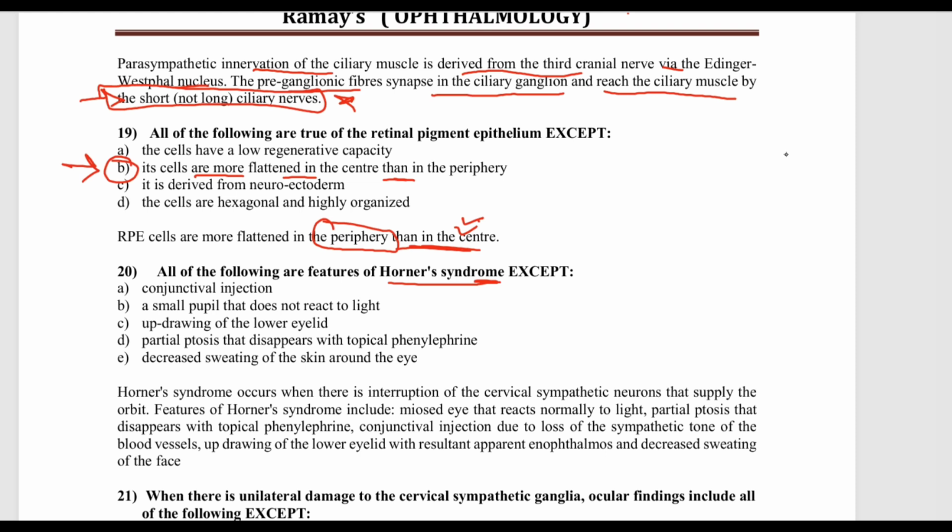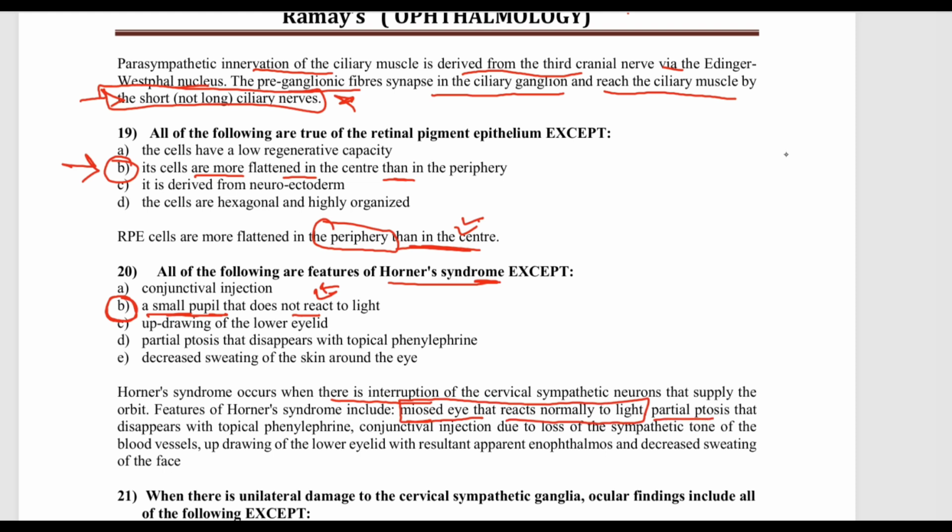So the correct option here is a small pupil that does not react to light. So this is not a feature of Horner syndrome. Horner syndrome occurs when there is interruption of the cervical sympathetic neurons that supply the orbit. Features of Horner syndrome include miosis that reacts normally to light. There is no difference in the response to normal light.